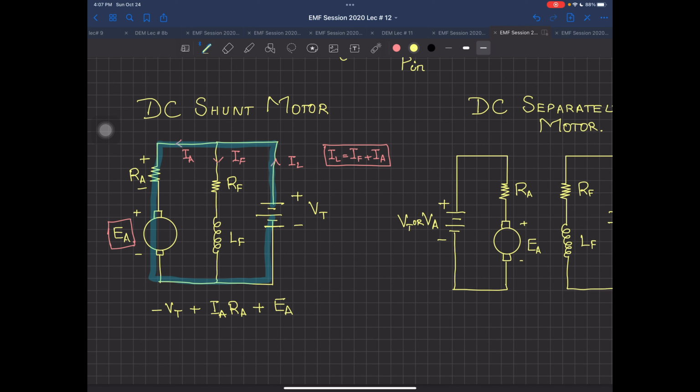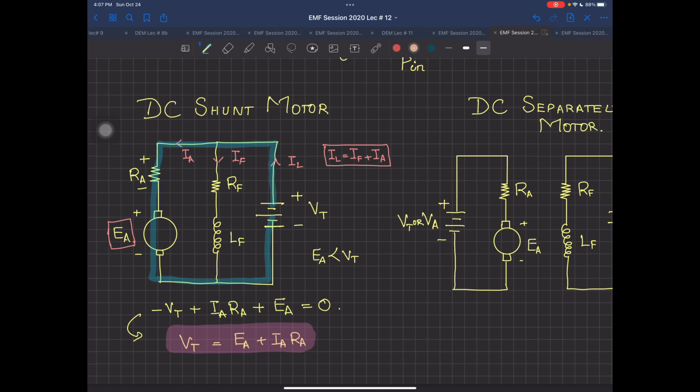But since the applied voltage is more, and since after the losses this generator phenomenon is taking place, the back EMF is always going to be smaller. So this EA is always going to be smaller than your VT, and then after EA this is going to be equal to 0. If you rearrange this, VT equals EA plus IARA. So this equation is the motor equation for your machine, the shunt motor, a very important equation.